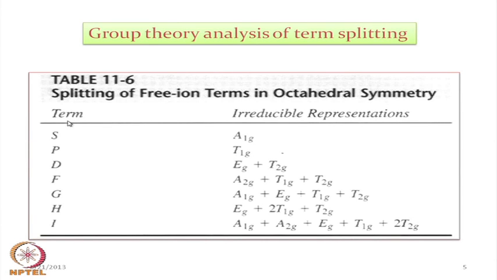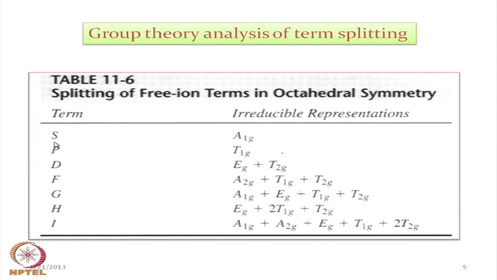Once we have the terms, these particular terms are what we call the irreducible representations, which are nothing but the corresponding terms in octahedral symmetry. So, if we put octahedral symmetry for these terms, up to I basically, so S, P, D, F, G, H, I. These are the maximum limit we can have while handling the d1 to d10 electronic configurations.